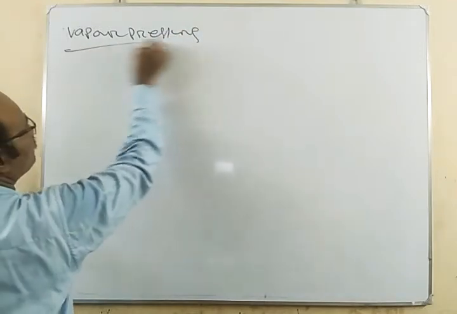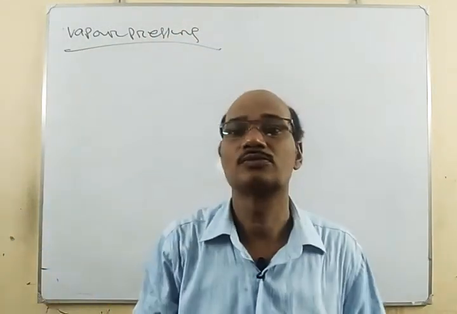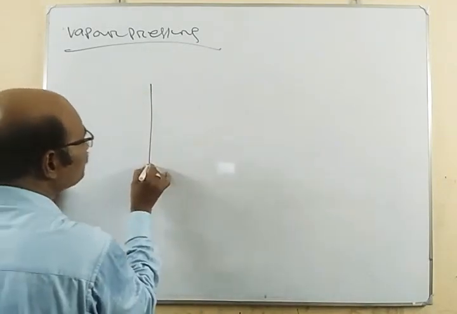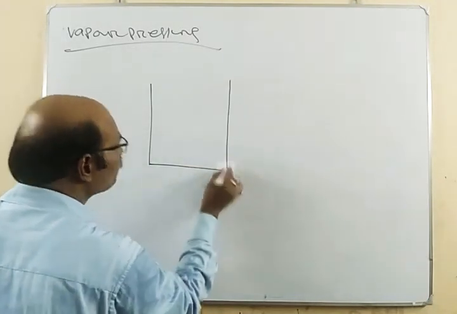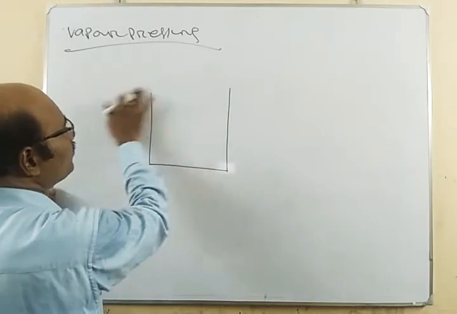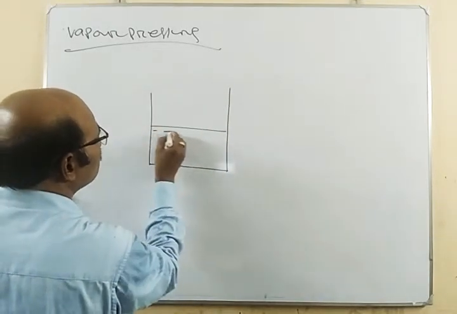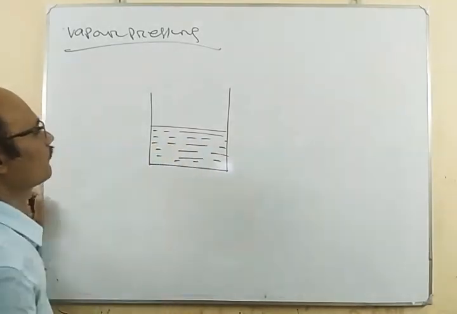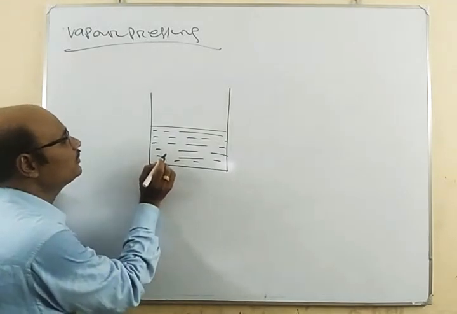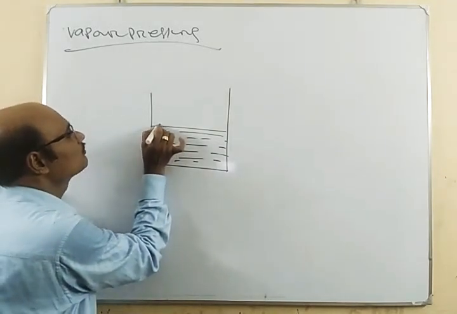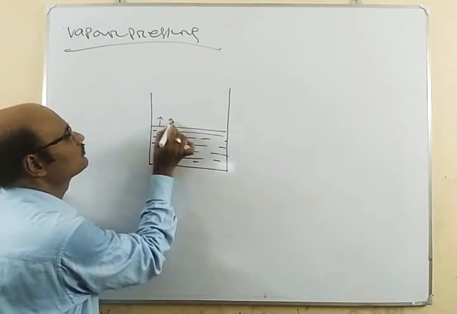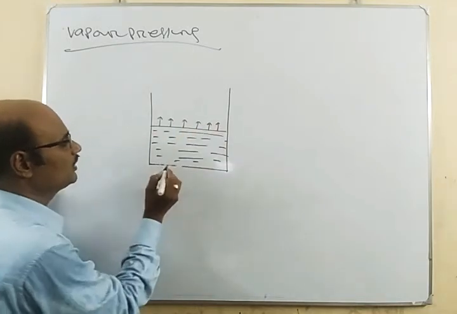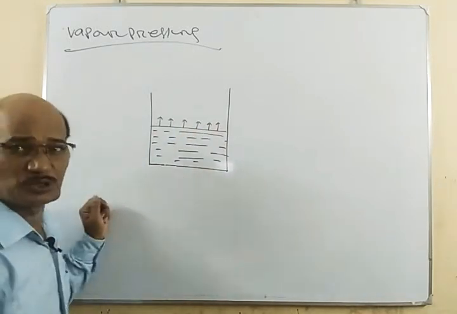Vapor pressure. What is vapor pressure? See, whenever we are having a liquid here, now these liquids are evaporating from the surface of the liquid. Called evaporation. Okay.